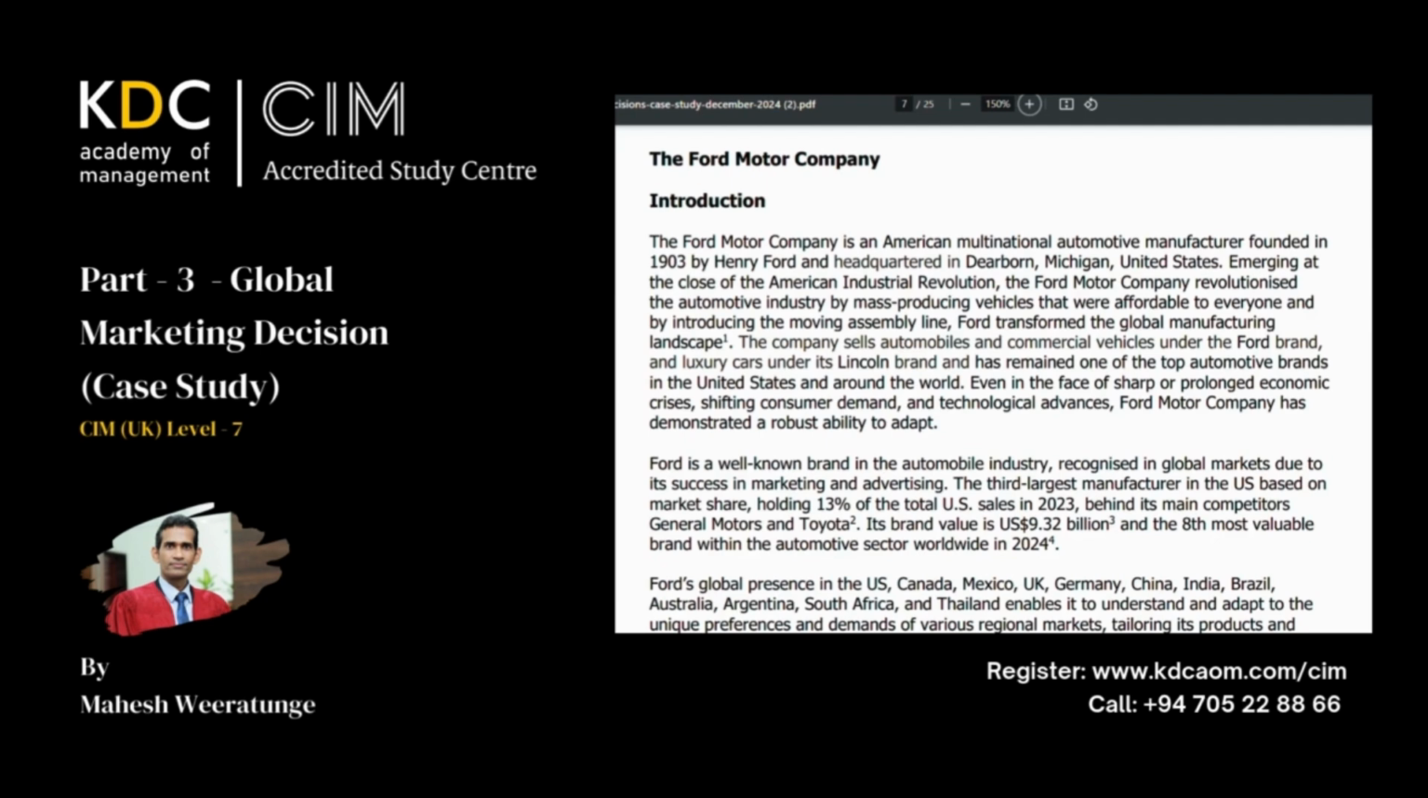The Ford Motor Company is an American multinational automotive manufacturer founded in 1903 by Henry Ford, with headquarters in Dearborn, Michigan, United States. Emerging at the close of the American Industrial Revolution, the Ford Motor Company revolutionized the automotive industry by mass producing vehicles that were affordable to everyone, and by introducing the moving assembly line, Ford transformed the global manufacturing landscape.